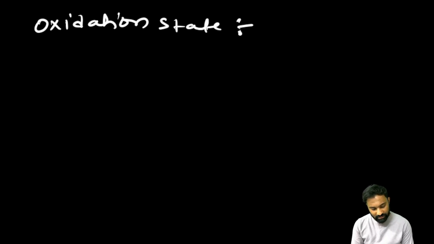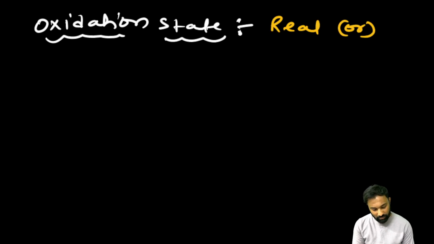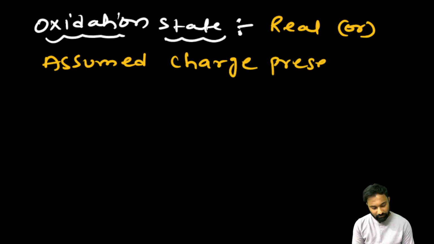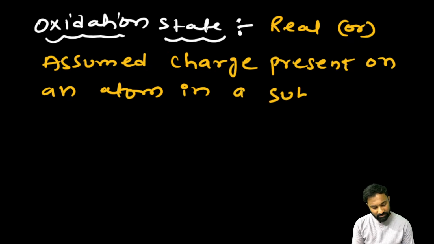What is the meaning of the oxidation state? It means the real or assumed charge present on an atom in a substance. What? A molecule or atom or an ion. If it is an assumed charge that is present, then we call it an oxidation state. Right?